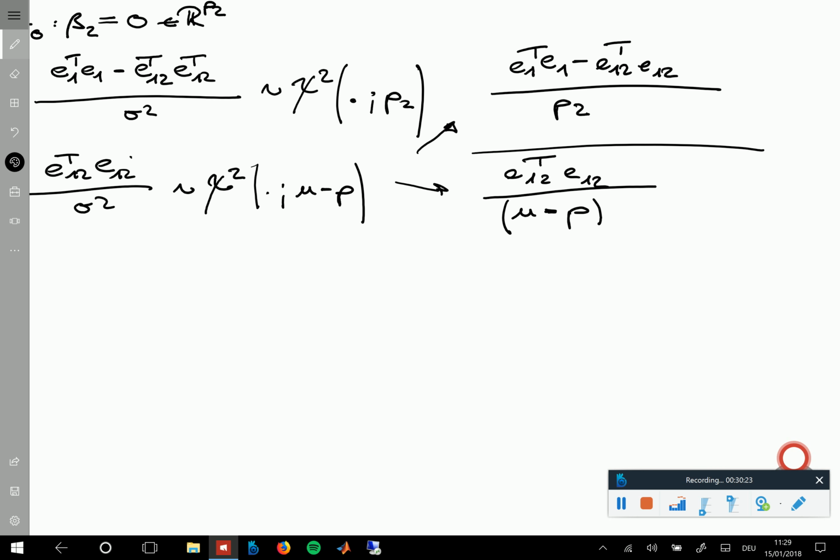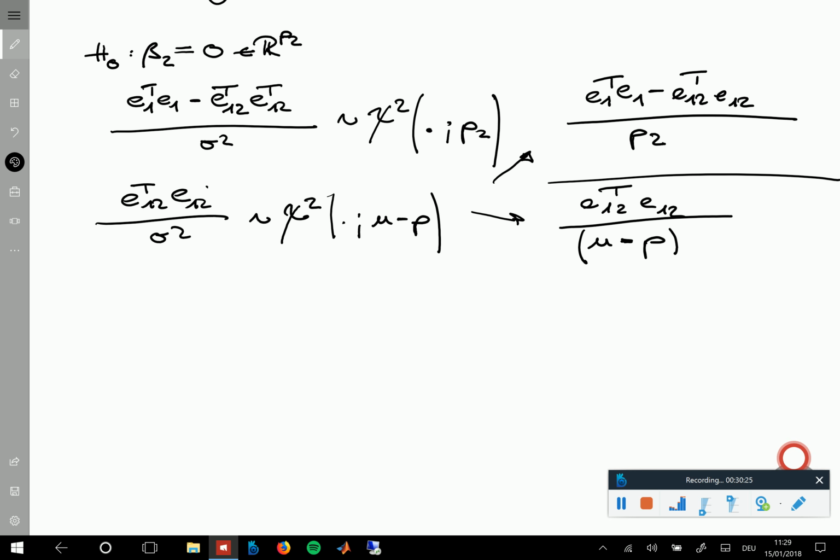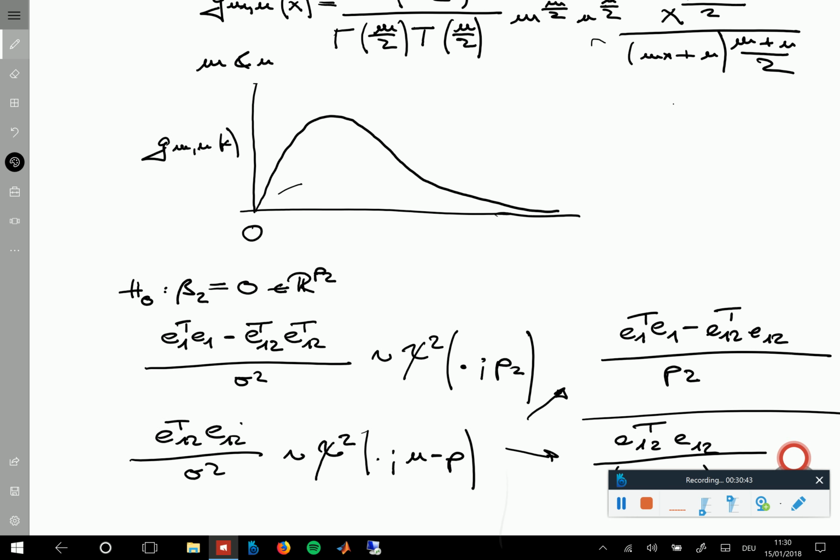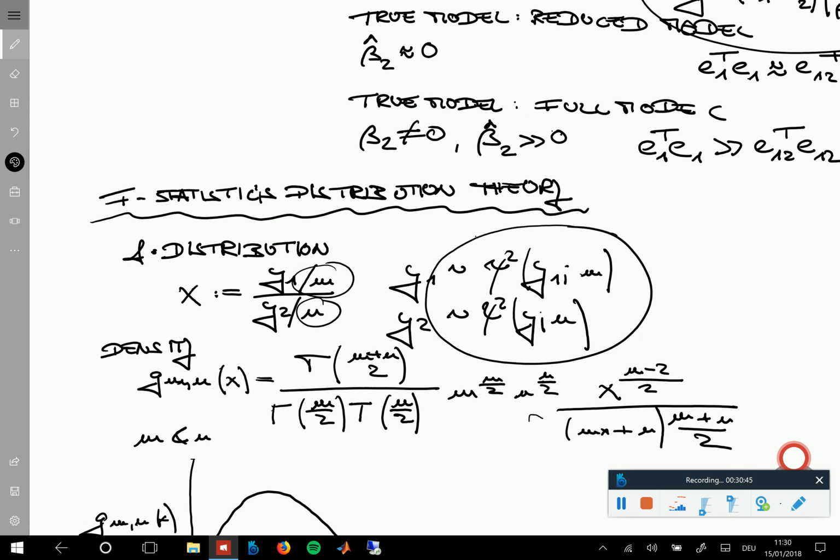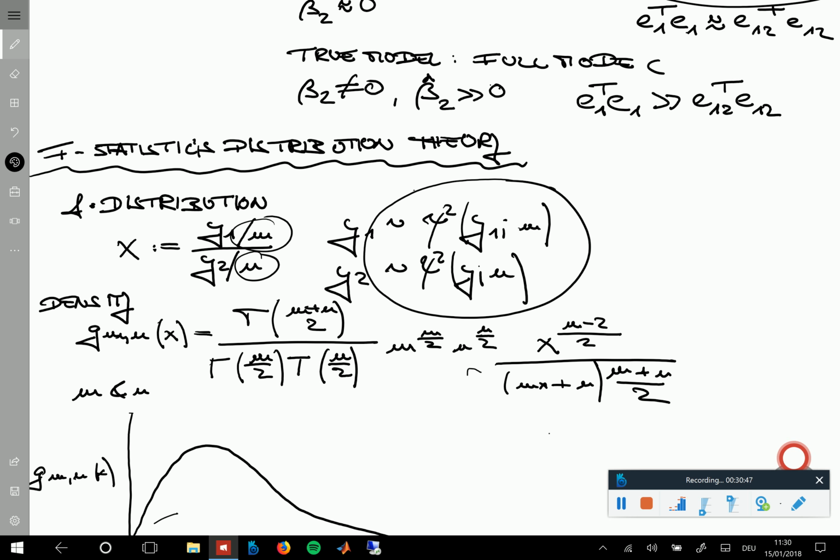So we are back to our F statistic, and we have now seen in a fairly hand-wavy fashion that the F statistic is distributed according to an F distribution. Because the F distribution is defined as the ratio of a chi-squared random variable and another chi-squared random variable, both divided by their degrees of freedom. So that was a very cheap introduction to the distribution theory of the F statistic.